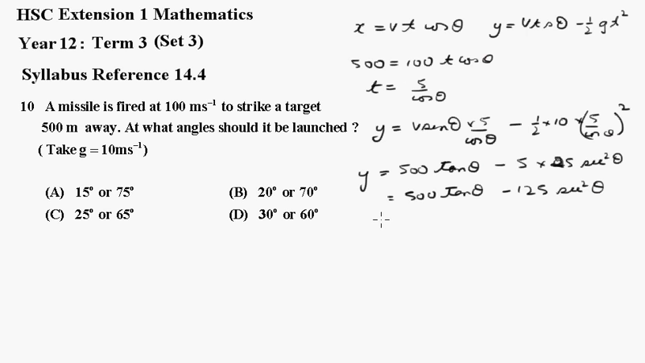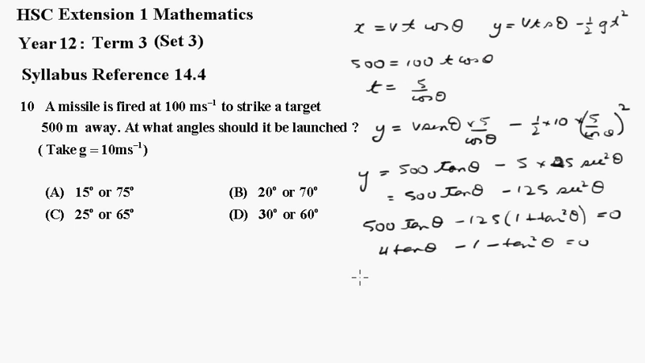Now we're going to let that equal zero for when it hits the ground. So we have the equation 500 tan theta minus 125, and I'll write this 1 plus tan squared theta equals naught. Dividing throughout by 125, we're going to get here 4 tan theta minus 1 minus tan squared theta equals naught. Just changing the signs and rearranging, we get tan squared theta minus 4 tan theta plus 1 equals naught.